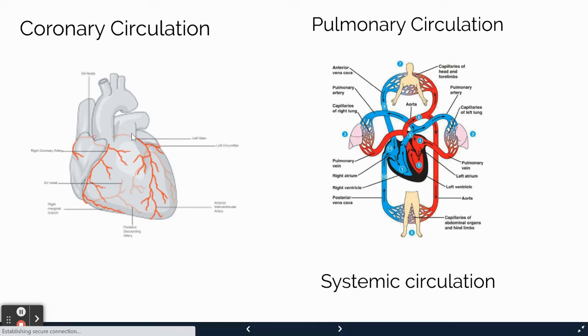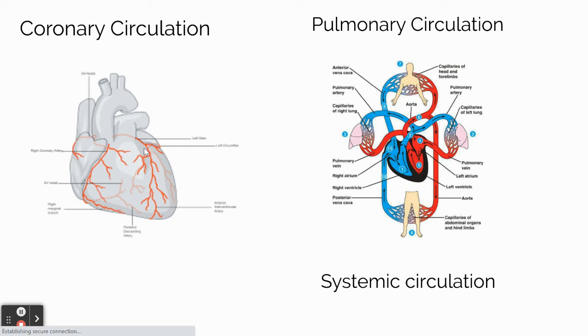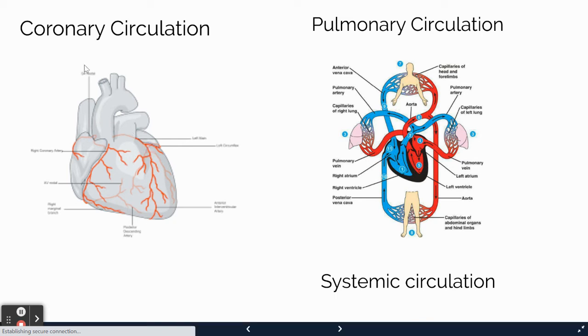So that's a single bypass if you bypass one, but if you get a double bypass or a triple bypass, that means more than one vessel in the coronary system has had a blockage. So they need to bypass more than one. And they get the vessel from the arm and they replace it.